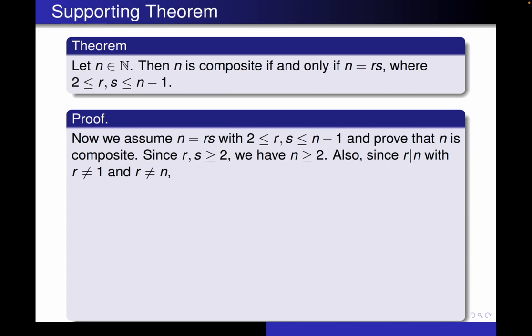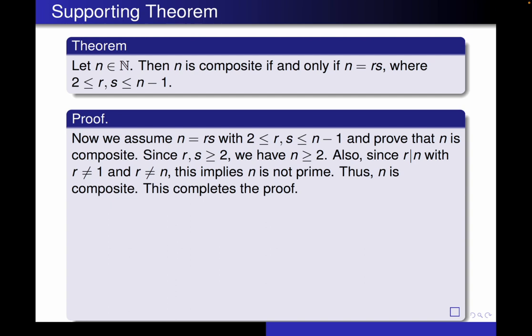So also, r divides evenly into n, but r is not equal to 1 and r is not equal to n. That implies that n is not prime, right? It has a factor that is not 1 and not n. So n is not prime, it is at least equal to 2, and then that tells us that n is composite. All right, that completes our proof.